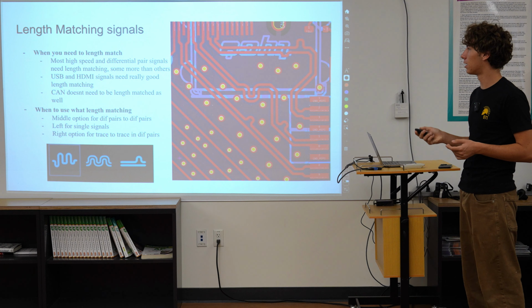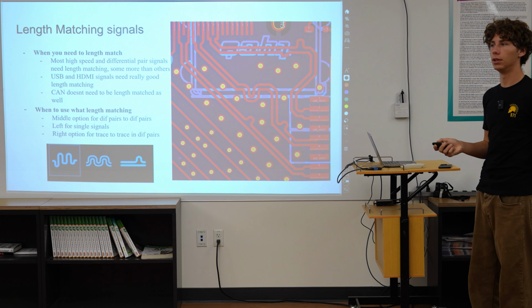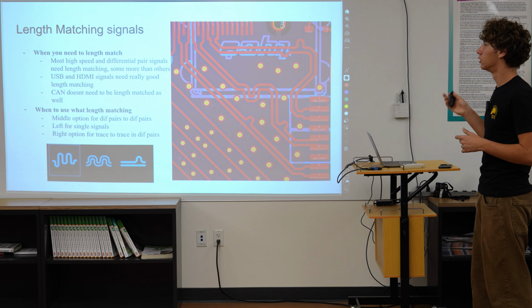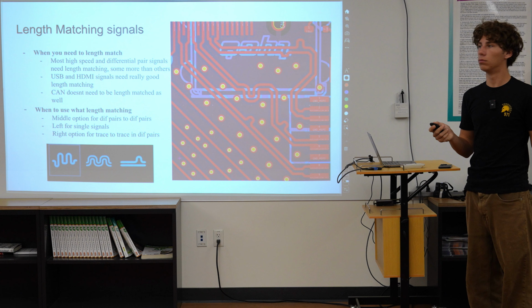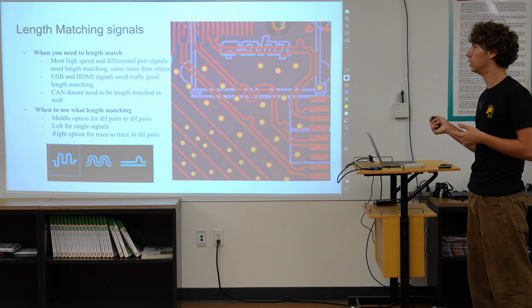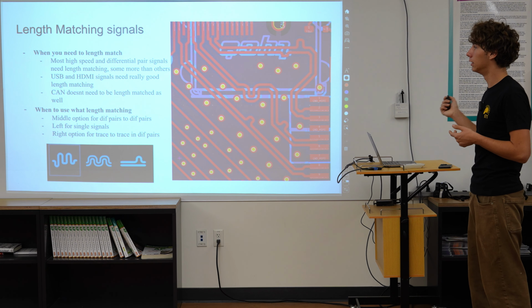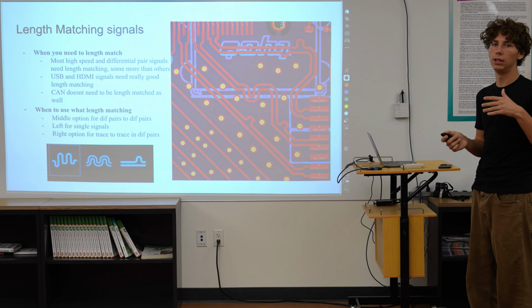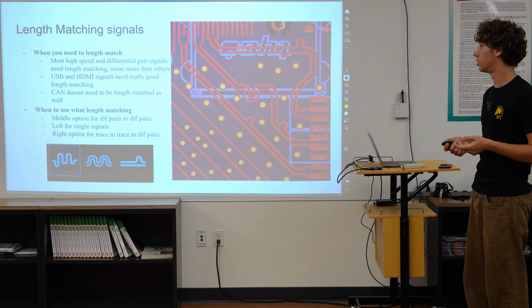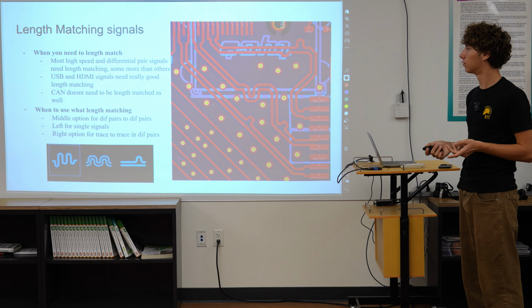Right, so for length matching signals, which is basically the partner to impedance matching, what you're going to want to do is, well, first see if your trace needs to be length matched. A lot of high speed, or basically all differential pairs need length matching. Some need more accurate, some need less accurate. Generally, I try to make them all really accurate because it's not that difficult.